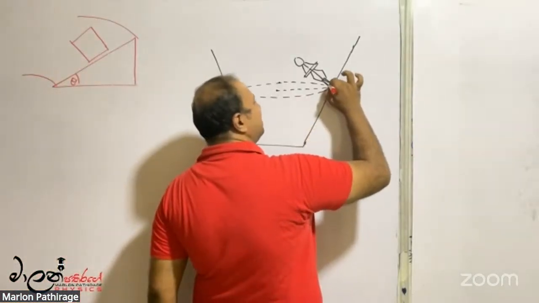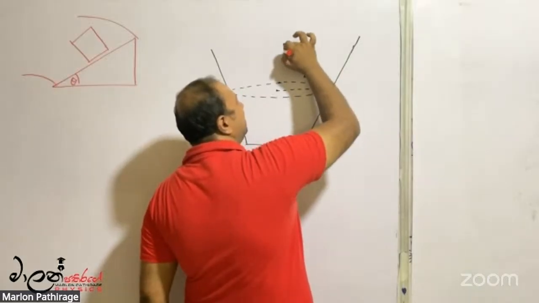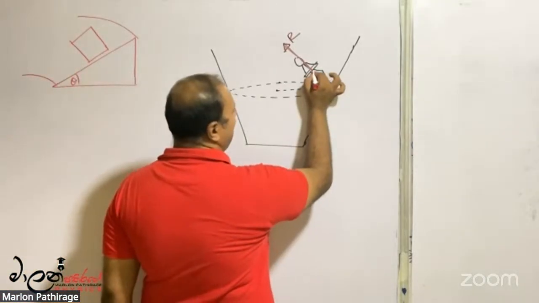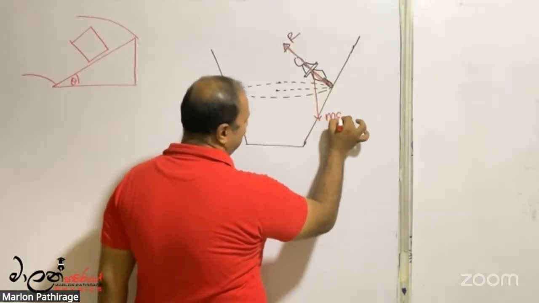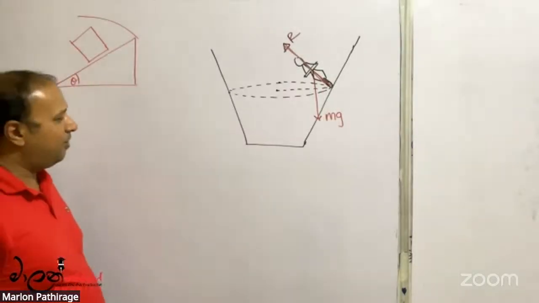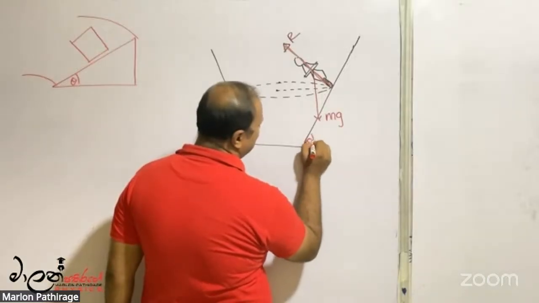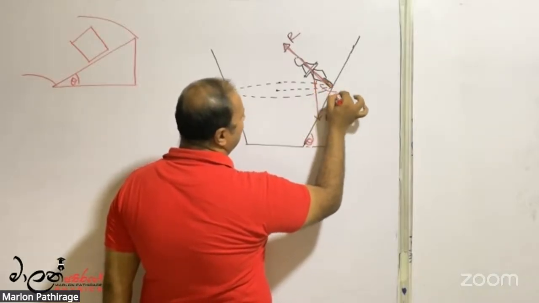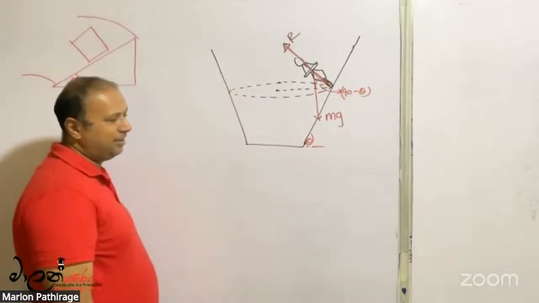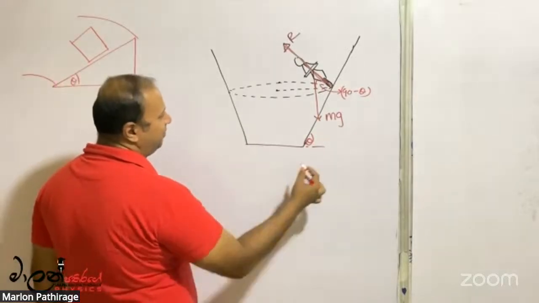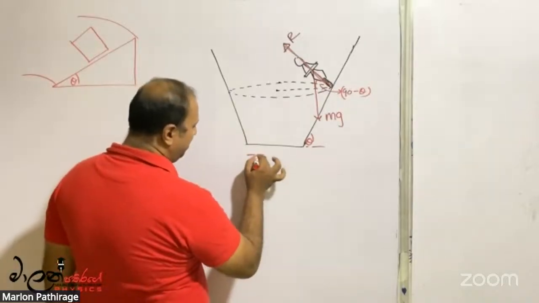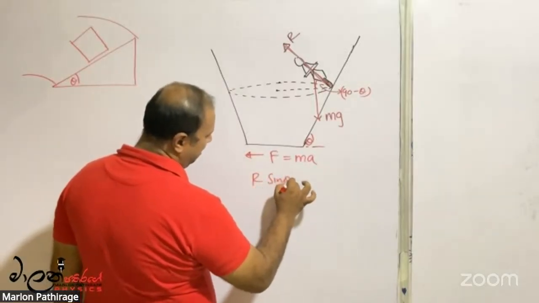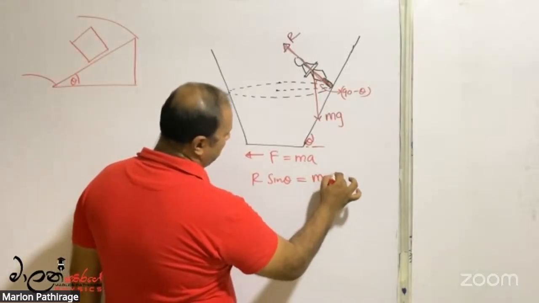Okay. Now there's a reaction force here. Then the weight goes downward. So due to this reaction force, suppose this angle is theta, therefore this angle is 90 minus theta. Then to this side, if I apply F equals ma, R sin theta is equal to m v squared over r.